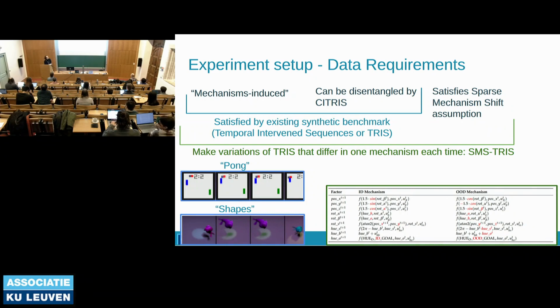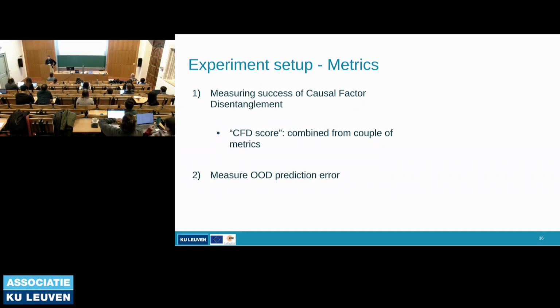For the final one, that wasn't yet satisfied, so we make some variations of that benchmark so that we have a bunch of variants in which there is a sparse mechanism shift. The two metrics we're interested in are, first, how well it actually succeeded in disentangling, which is a combination metric, and then our end goal, the OD prediction error just in pixel space.